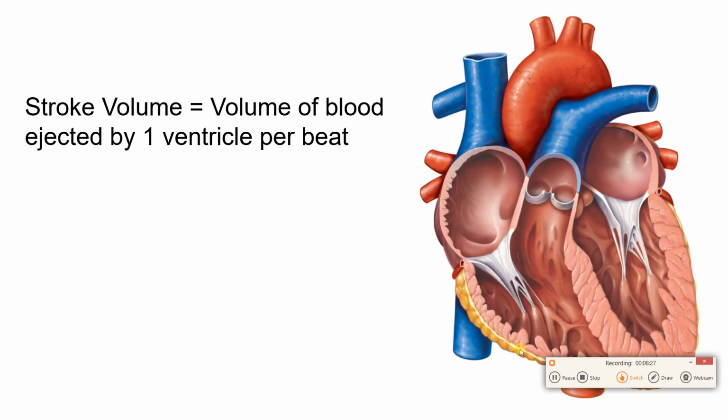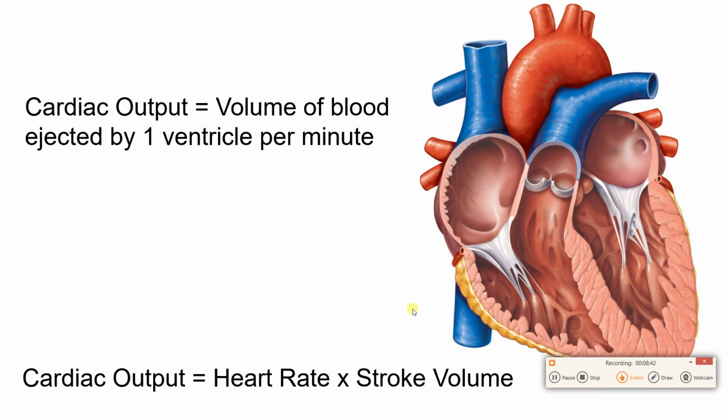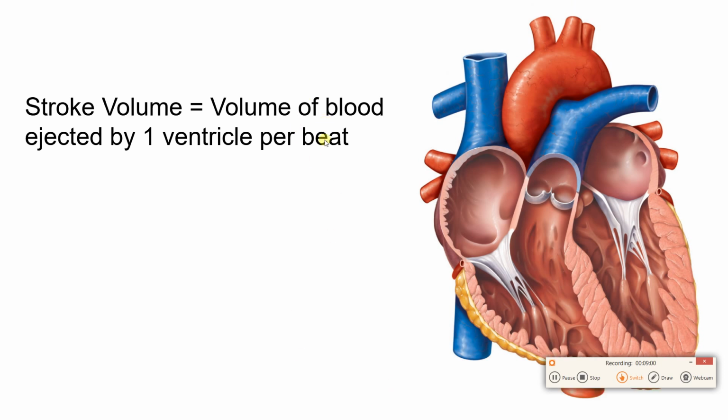And now, let's go back to something you met probably in lecture, which is stroke volume. Stroke volume is the volume of blood ejected by one ventricle per beat. And our two ventricles are going to average the same stroke volume, of course. Cardiac output is the volume of blood ejected by one ventricle per minute. So I can figure out cardiac output by taking my heart rate and multiplying it by my stroke volume. However, do I have stroke volume yet? Stroke volume was that volume of blood ejected by one ventricle per beat.